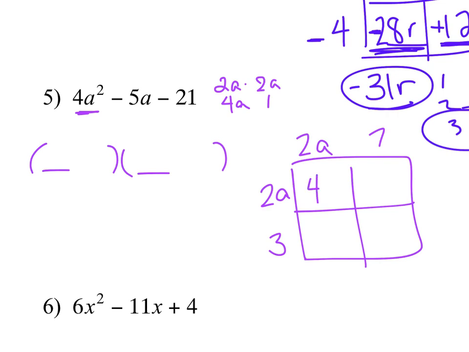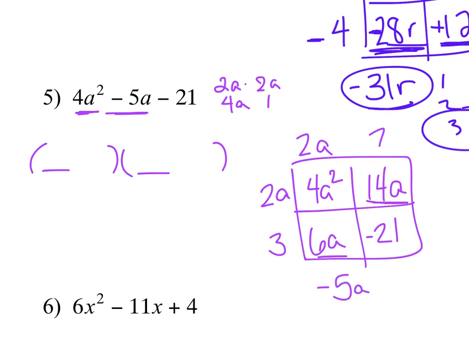So when I do this, I do get 4a squared. I get 21, not negative yet, but hopefully soon. This is 14a, and this is 6a. So looking here and here, will that ever add to negative 5a? I don't think, no matter what I put negatives on, I don't see that happening. So since 2a and 2a are exactly the same, switching the order of the 7 and the 3 isn't going to make much of a difference.